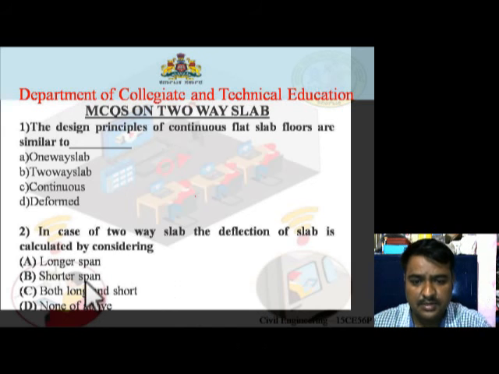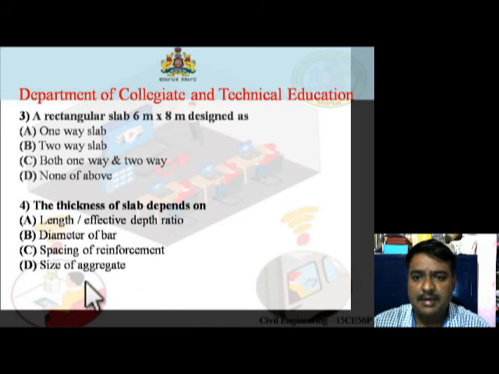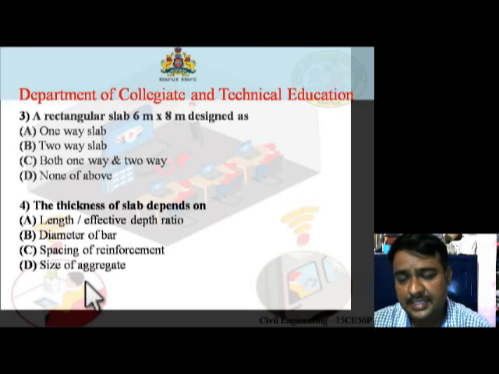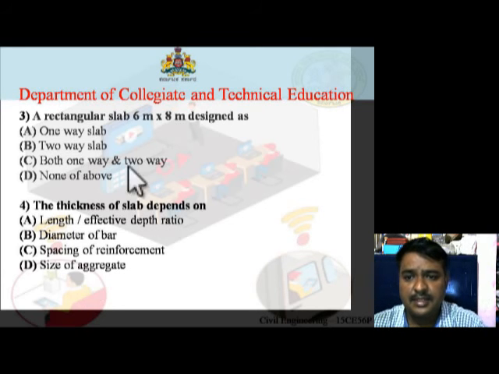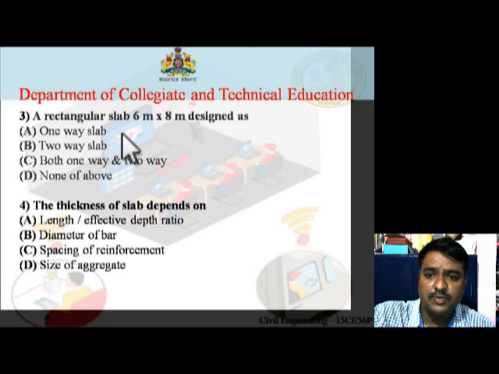The answer is shorter span. Next we go to the third question. A rectangular slab of 6 meter into 8 meter is designed as the Ly by Lx, 6 by 8, it is 8 by 6, Ly 8, Lx 6. Then it is designed as one-way slab, two-way slab, both one-way and two-way slab, none of the above.